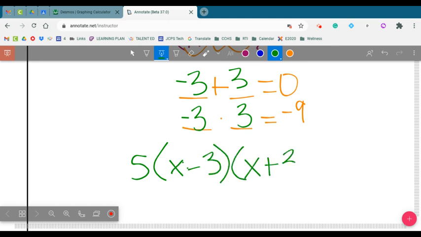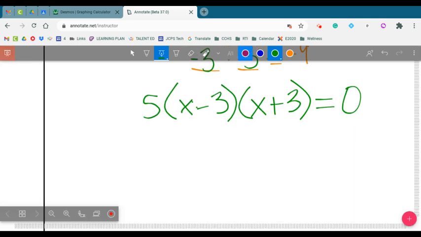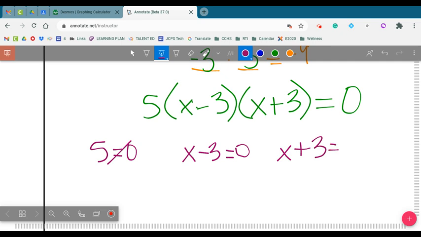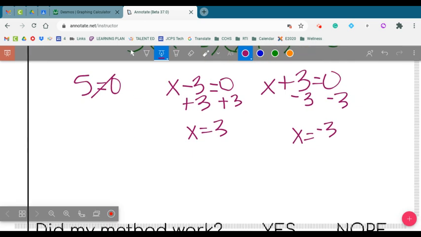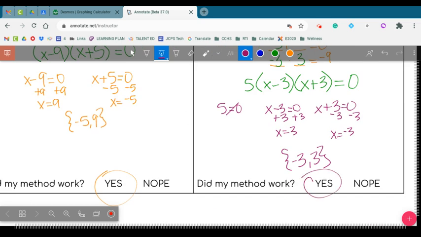So this one could actually be your square root method also. So you're going to have 5 equals 0, which is not true. X minus 3 equals 0, and x plus 3 equals 0. Add 3. X equals 3. Subtract 3. X equals negative 3. So those are my 2 solutions. So with all these, you guys realize we are solving them now. So even if we factor, we got to set them equal to 0.